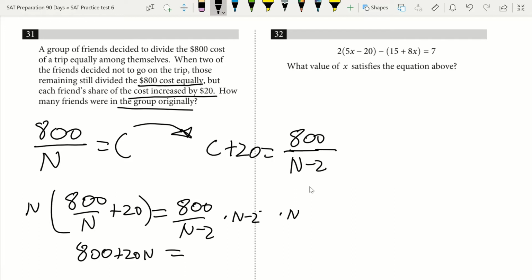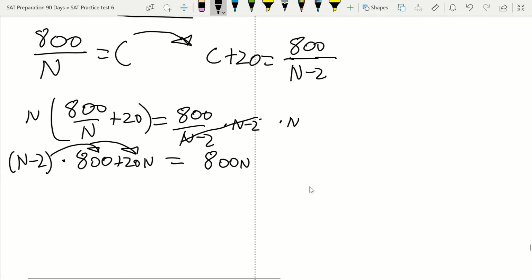Okay, so multiplying this by N as well. Our N minus 2 here is going to cancel, so we're going to have 800N on this side. And then we have to multiply by N minus 2 over here as well. So that's going to have to get distributed to this 800 and then also to this 20N. So what's 800 times N? That's going to give me 800N. What's 800 times negative 2? That's going to give me negative 1600. Now what's 20N times N? That's going to give me plus 20N squared.